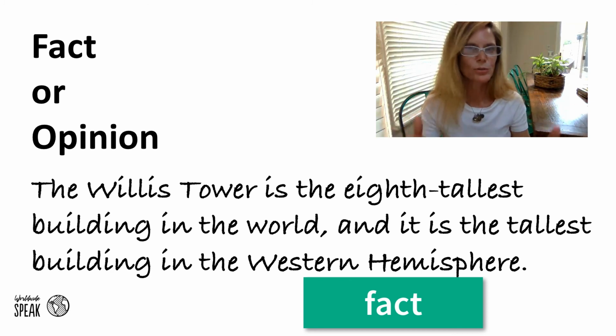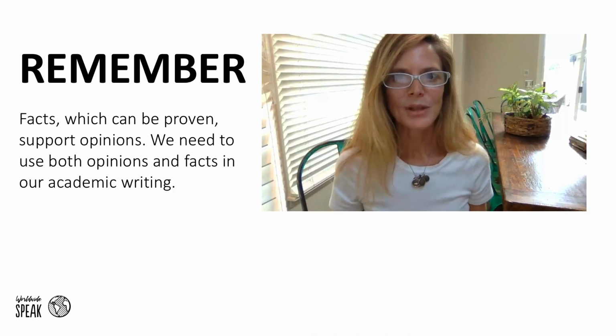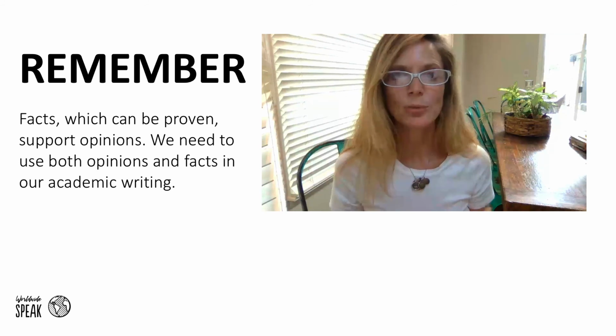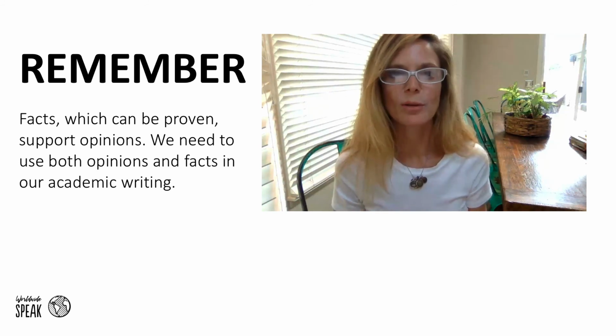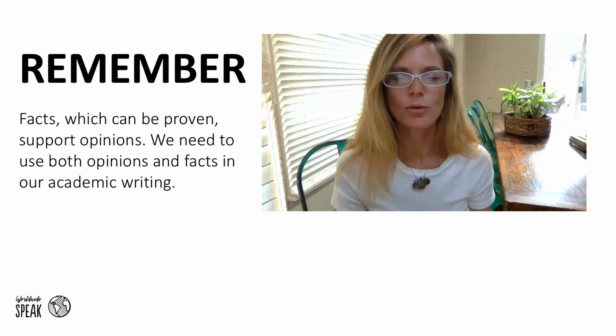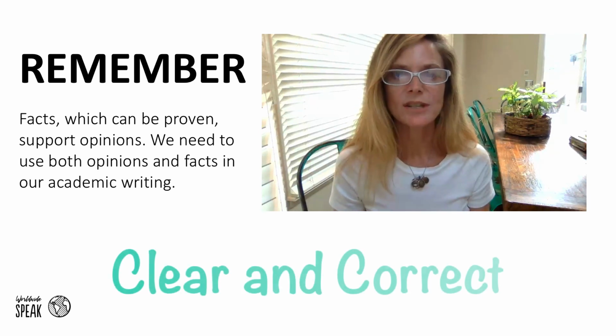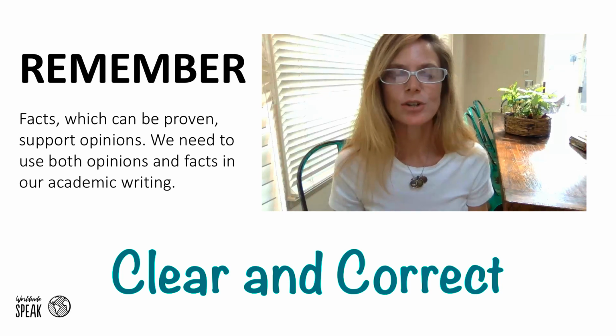Again, we could Google these facts, and we could find out that they were true, and we could prove them to other people. So this sentence is a fact. So remember, facts can be proven, and we use them to support our opinions. We need to use these opinions and facts in our academic writing, and we need to know how to do it correctly so that our writing is clear and correct.